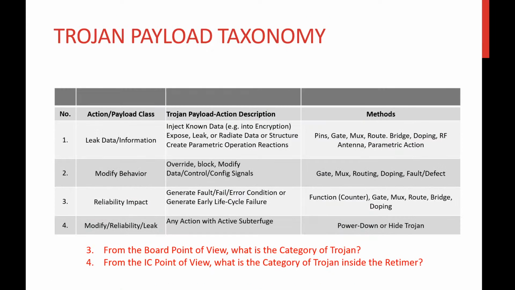Question 4. Now, from the integrated circuit point of view, what is the category of the Trojan inside the retimer? And what we could say is that the Trojan contains content that can leak data information, modify behavior, and emulate a reliability impact because the part is a whole counterfeit device made to emulate a legitimate device. There has been no real effort to specifically hide the Trojan content inside.